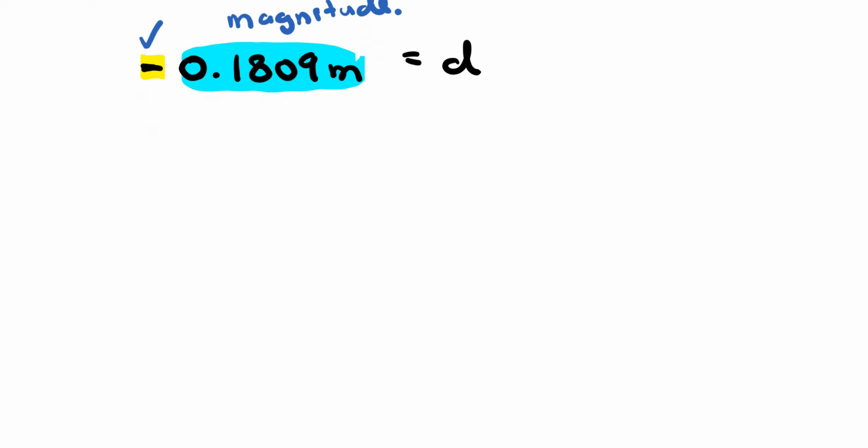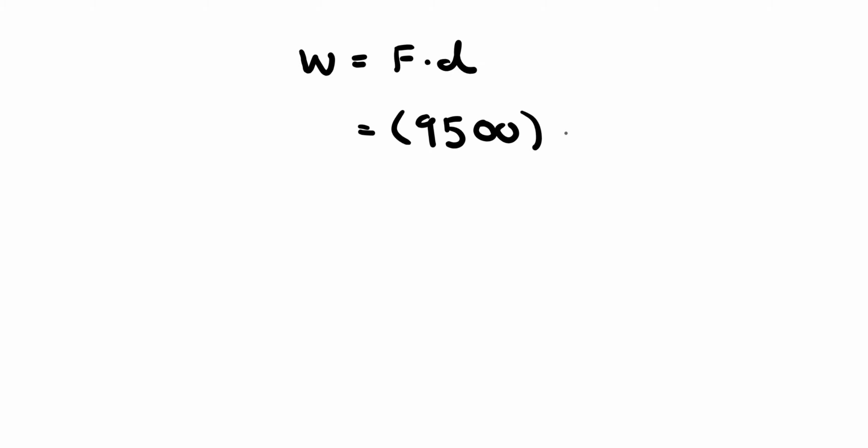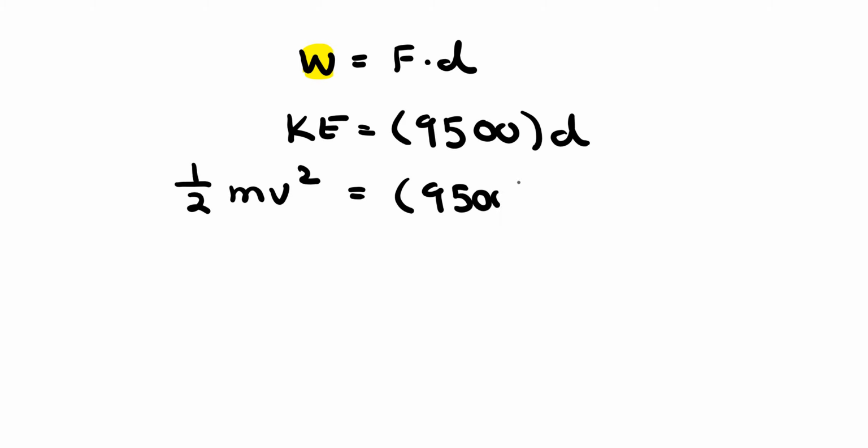Another way that you can think about this problem is by using a work equals force times distance approach. We know the force here is going to be 9,500 newtons, and then we can solve for the distance. Using concepts related to work, we know work is also equal to your kinetic energy. And that's going to be 1/2 mass times your speed squared equals all this. And this will also give you the right answer for D.